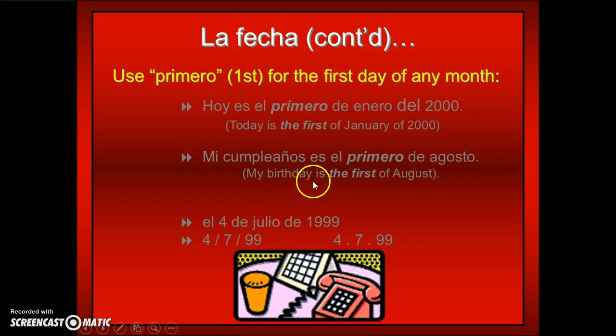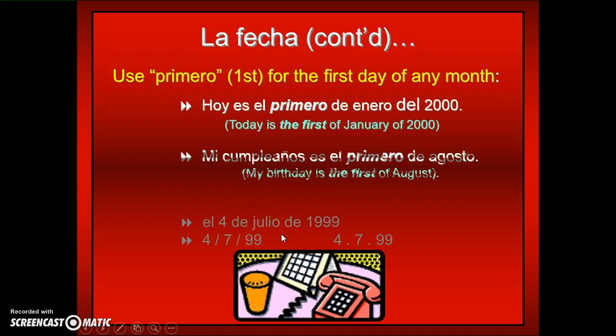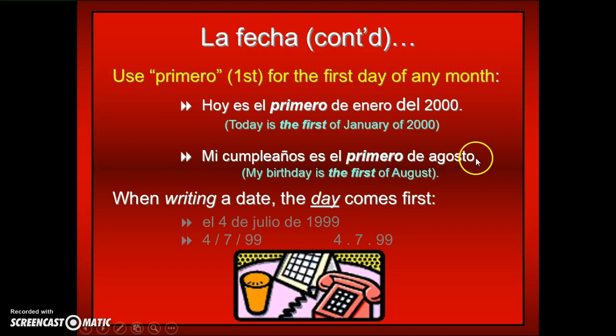Moving on, my birthday is the 1st of August. Here's just another example. Mi cumpleaños es el primero de agosto. Okay, muy bien. Also, when you're forming the date, I mentioned that right here as I get on. The day comes first. So we're used to saying on quizzes, for example, okay, it's the 8/19/2015. Well, here you actually put the day first. You don't have to do that, but just a cultural reference.